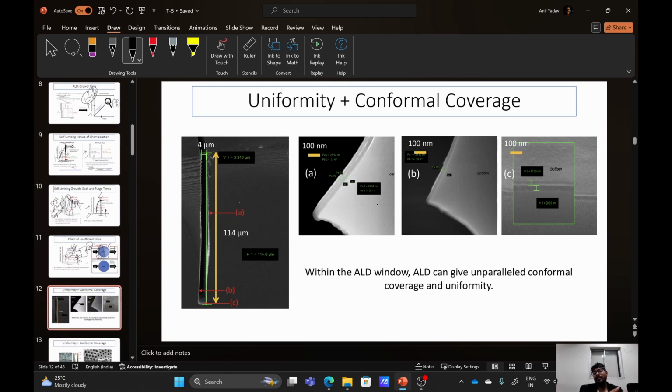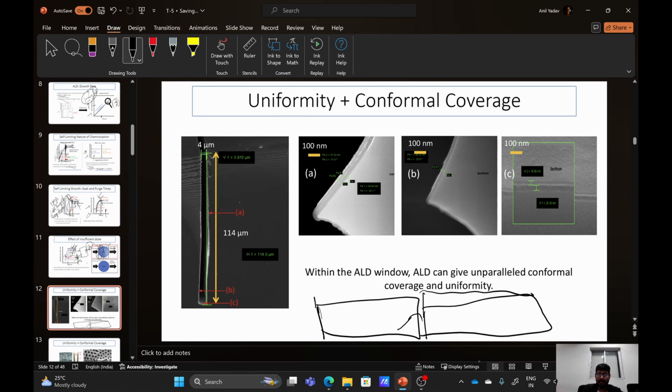Another thing is uniformity and conformal coverage. Uniformity is like this: this is the surface, and there is growth like this. It is non-uniform growth over this. Uniform growth will look like this. The thickness of the deposited layer should be the same all over the substrate. And conformality is if there is a trench like this, then the growth should be like this.